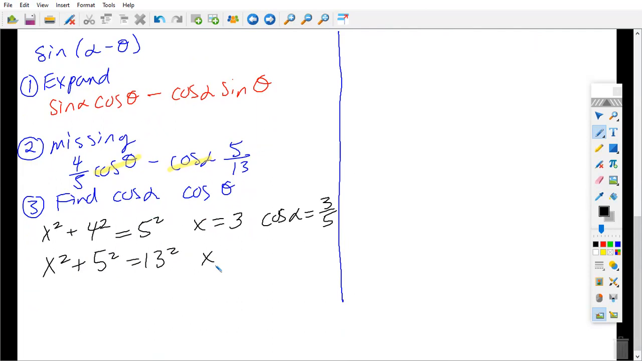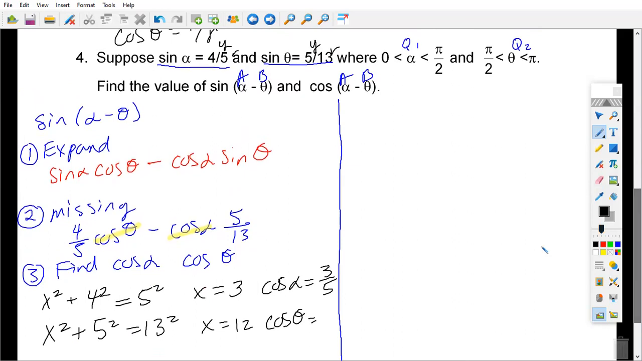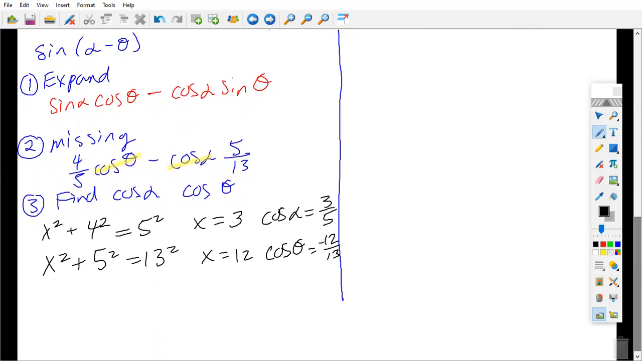What's 169 minus 25? And what is the square root of 144? 12. So our x equals 12. So our cosine of theta equals 12 over 13. However, it's going to be negative. Why is it negative? Because it's in quadrant 2. Did I find my missing cosine alpha and theta?